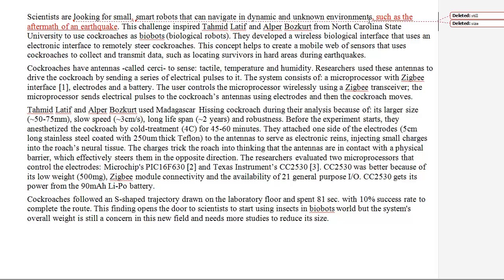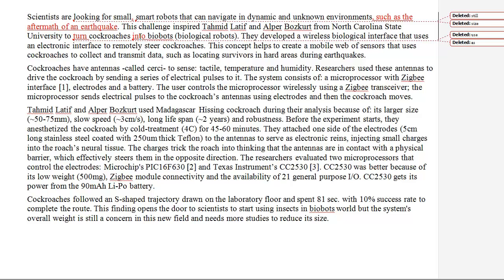This challenge inspired these researchers from North Carolina State University to use cockroaches as biobots. I didn't change much here. I just streamlined this just slightly to turn cockroaches into biobots. Seemed like a slightly stronger verb than used. You could even probably come up with a better verb there to transform cockroaches or something like that. And then we get, they developed a wireless biological interface that uses an electronic interface to remotely steer cockroaches.